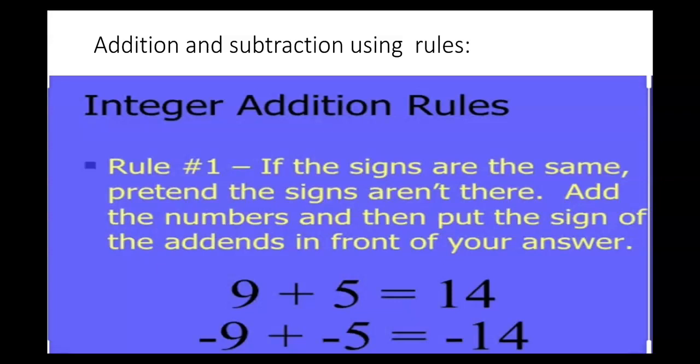In the second example, you can see it is negative 9 plus negative 5, which gives you negative 14. Why so? Because we add the numbers when the signs are the same. 9 plus 5 is 14. And we put the same sign of the addends, that is the negative sign. So it's negative 14.